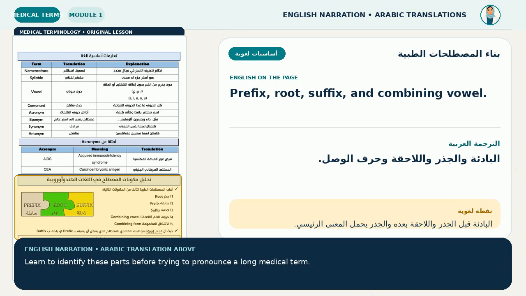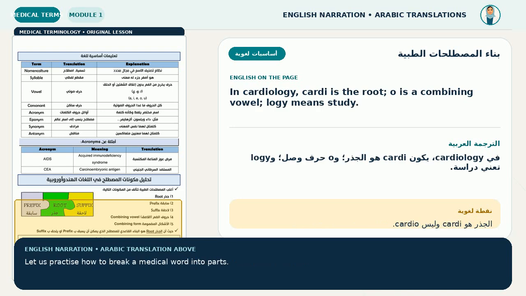Let us practice how to break a medical word into parts. In cardiology, cardi is the root, meaning heart. The O is a combining vowel that joins cardi to the suffix logi. Logi means the study of. So cardiology means the study of the heart.